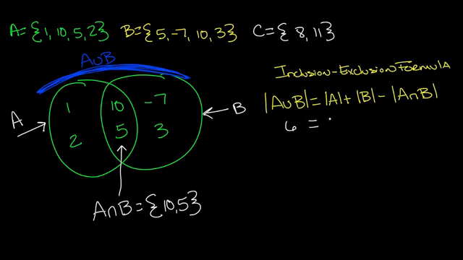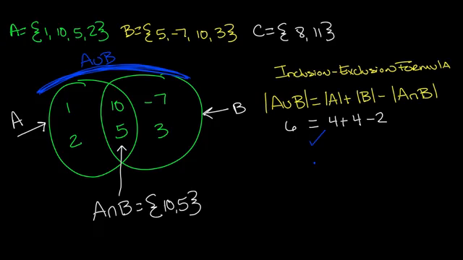Cardinality of A, 1 and 2 and 10 and 5, is equal to 4. Cardinality of B, 10 and 5 and minus 7 and 3, is equal to 4. And the cardinality of A intersect B, 10 and 5, is 2. So we're basically asking, is 6 equal to 4 plus 4 minus 2? And yep, turns out that's true. Let's erase this question mark. Let's put back in a check.